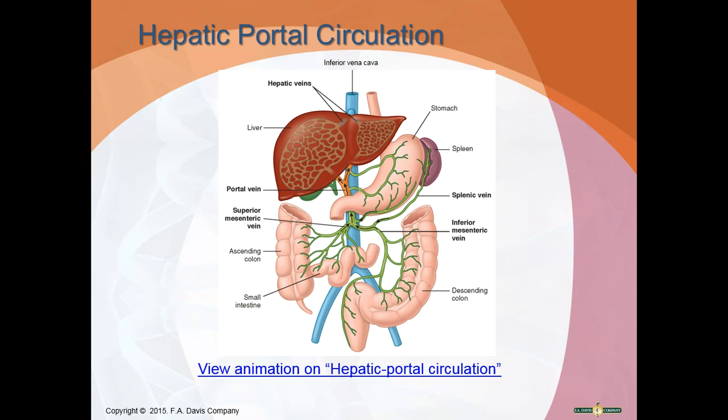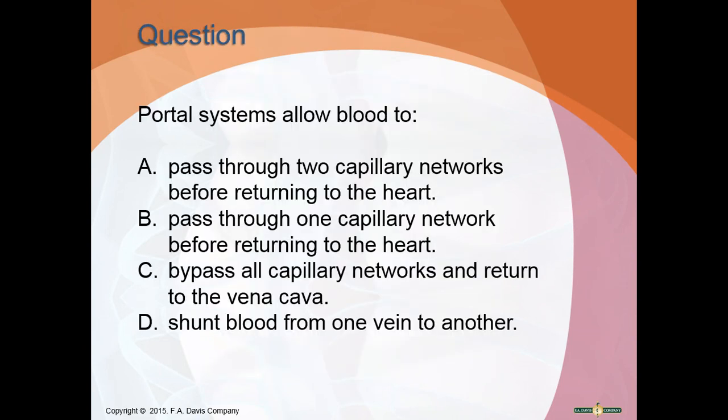So please take a look at this circulation. This animation on the circulation should help you to get a good understanding of it. So the portal system allows blood to what? The answer is A, pass through 2 capillary networks before returning to the heart. Helps it to do its job.